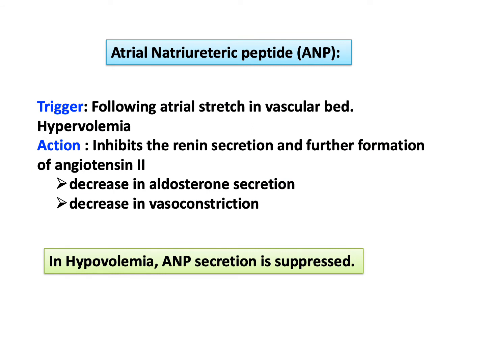Atrial natriuretic peptide is released following atrial stretch in the vascular bed. It acts through cyclic GMP and inhibits the renin secretion and formation of angiotensin II, which leads to a decrease in vasoconstriction and aldosterone secretion. Therefore, it tries to decrease the ECF volume. In hypovolemia, ANP secretion is suppressed.